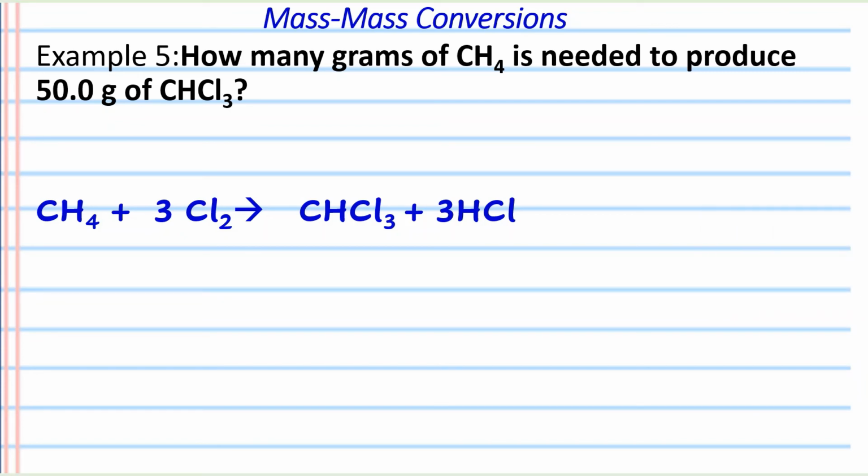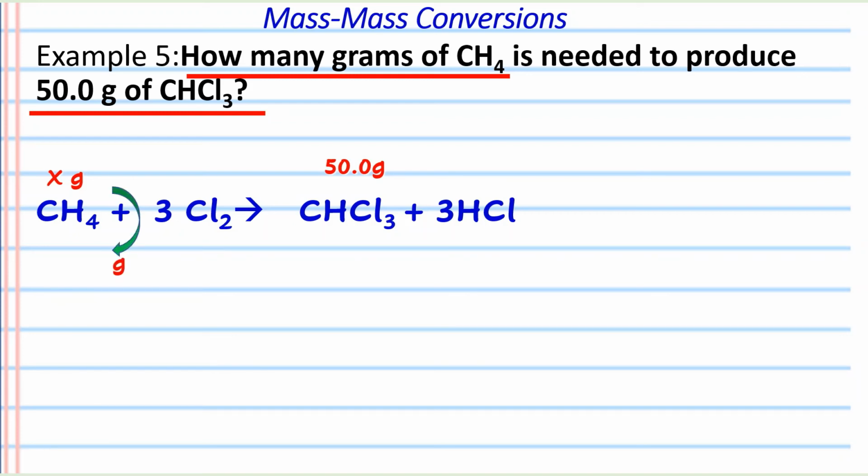So let's see how you did. How many grams of CH4? So over the CH4 in the balanced equation, we write x grams. Is needed to produce 50.0 grams of CHCl3. So over the CHCl3, we write 50.0 grams. Remember, our next step is we drop our units. We have grams above the CH4, so grams go below, and we have grams above the CHCl3, so again, grams go below.